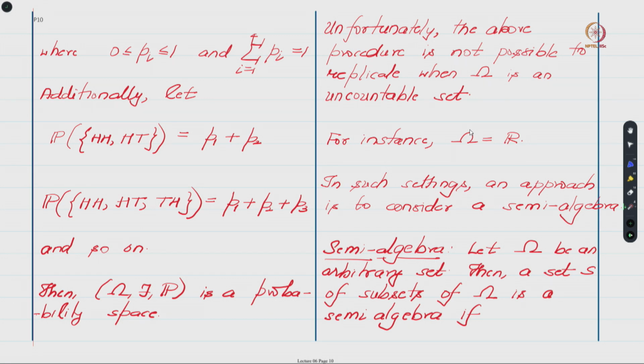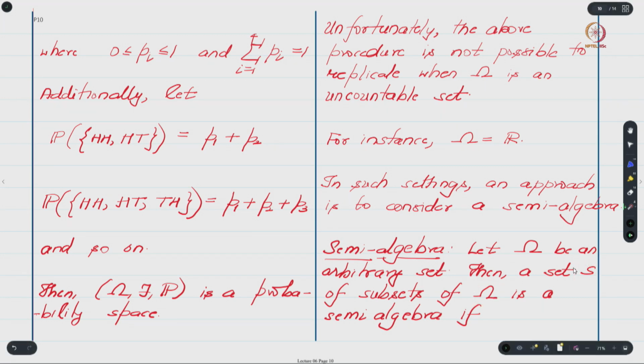So what is the summary of the previous procedure? You first assign or define the probability value for singleton sets, and use that probability definition to extend to all other elements of your sigma field. That idea is not going to always work. So for such sets there is an alternative approach, and the alternative approach is to first begin with what is called a semi-algebra. So what is a semi-algebra? Let us say omega is some arbitrary set, then a collection of subsets of omega.